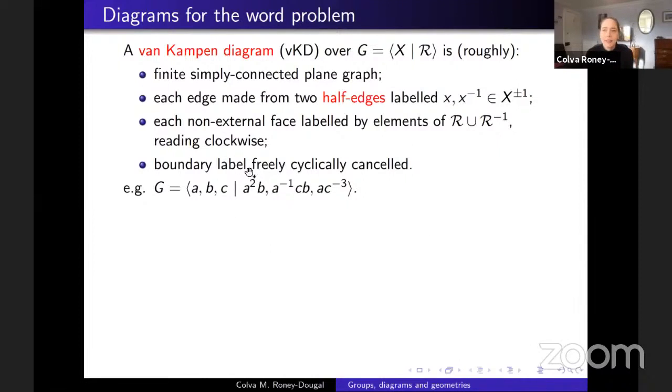So if I had as my group a 3 generator, so A squared B, A inverse C B, and A C to the -3. Well, here's a word over A B C, C A squared C. And it turns out that that word is equal to the identity in the group. Not very obviously.